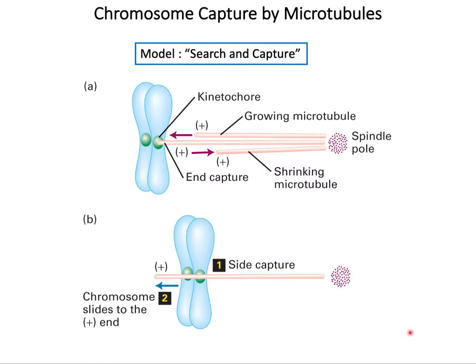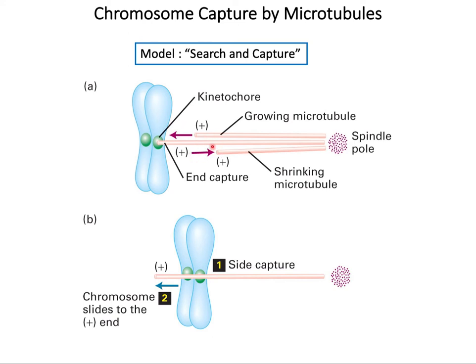So how are chromosomes captured during the metaphase? I should say prometaphase to be exact. There are actually two ways in which they are captured. One is known as the end capture and the other is known as the side capture. So what happens during metaphase? You have these microtubules growing from the spindle poles towards the chromosomes. And if one of these microtubules happens to come in contact with the kinetochore region as it's growing, it will bind to the chromosome and capture it. This is known as the end capture.